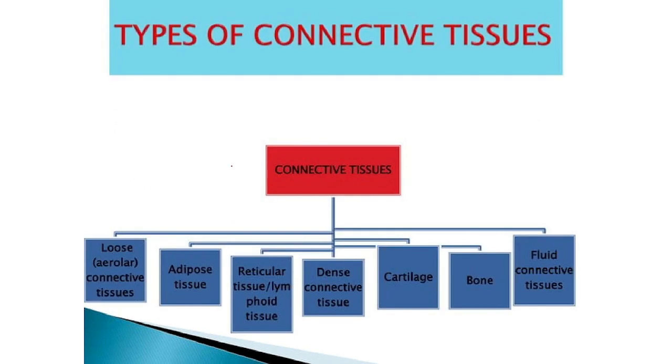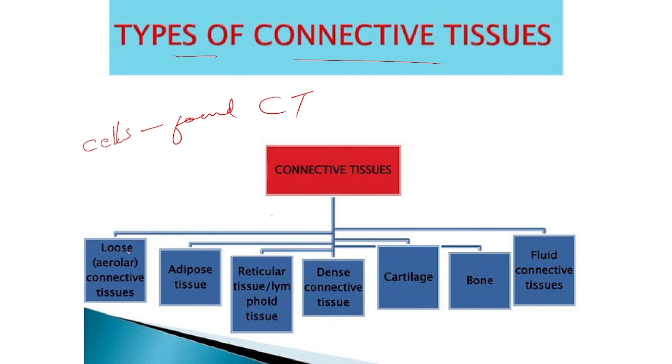Okay, next we are going to see the types of connective tissue. Till now we have seen the types of cells found in connective tissue. Here we are going to study the types of connective tissue. Okay, classification of connective tissue.